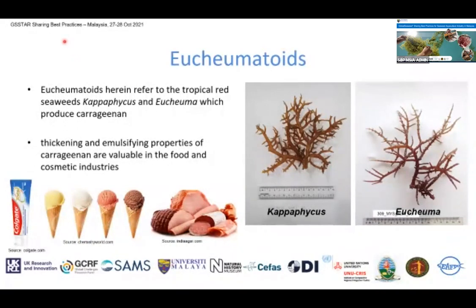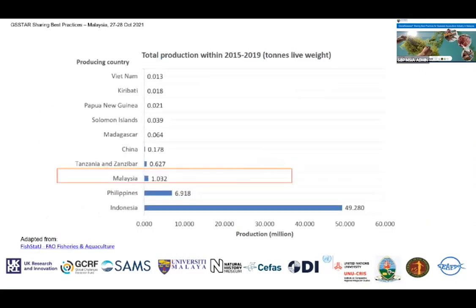Some also suggest that the term eucheumatoid should have a broader meaning to include other genera such as Betaphycus, which is cultivated in Hainan Island, and also Eucheumatopsis, which is largely cultivated in Central America. In Malaysia, only Kappaphycus and Eucheuma are being farmed. In terms of global production of eucheumatoid seaweeds, Malaysia currently ranks third behind Indonesia and the Philippines.